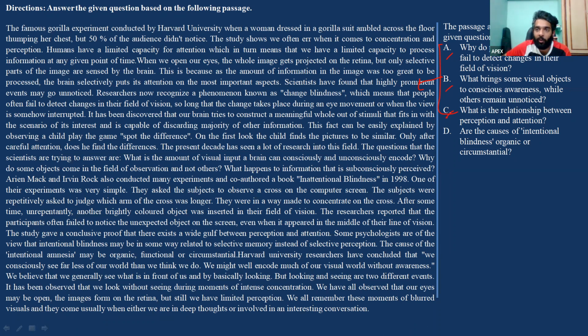But yeah, when we're talking about field of vision, we can see that it's coming broadly from the first part of it. Okay, when we are looking at a part and we are failing to detect the changes of field, and when we are looking about conscious awareness, we are looking at the last part of it, basically, where we are perceiving it selectively. And the relationship between perception and attention is the whole passage altogether. Okay, but are the causes of intentional blindness? We have not really come down to it. From here, we understand that it could be any. So we have not really pointed it out. So D is the one that we are looking for.